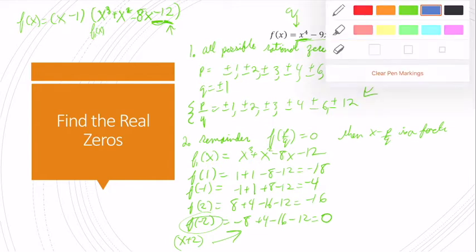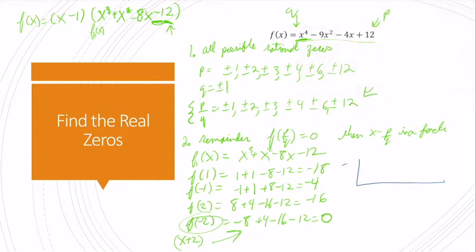So I know that x plus 2 is a factor of this polynomial, so we're going to use synthetic division. I've got a negative 2 out here, and my coefficients of 1, 1, negative 8, and negative 12. I pull down a 1. 1 times negative 2 is negative 2. 1 and negative 2 is negative 1. Negative 1 times negative 2 is a positive 2. 2 and negative 8 is negative 6. Negative 6 times negative 2 is a positive 12. So my remainder is 0. So I'm left with x squared minus x minus 6.